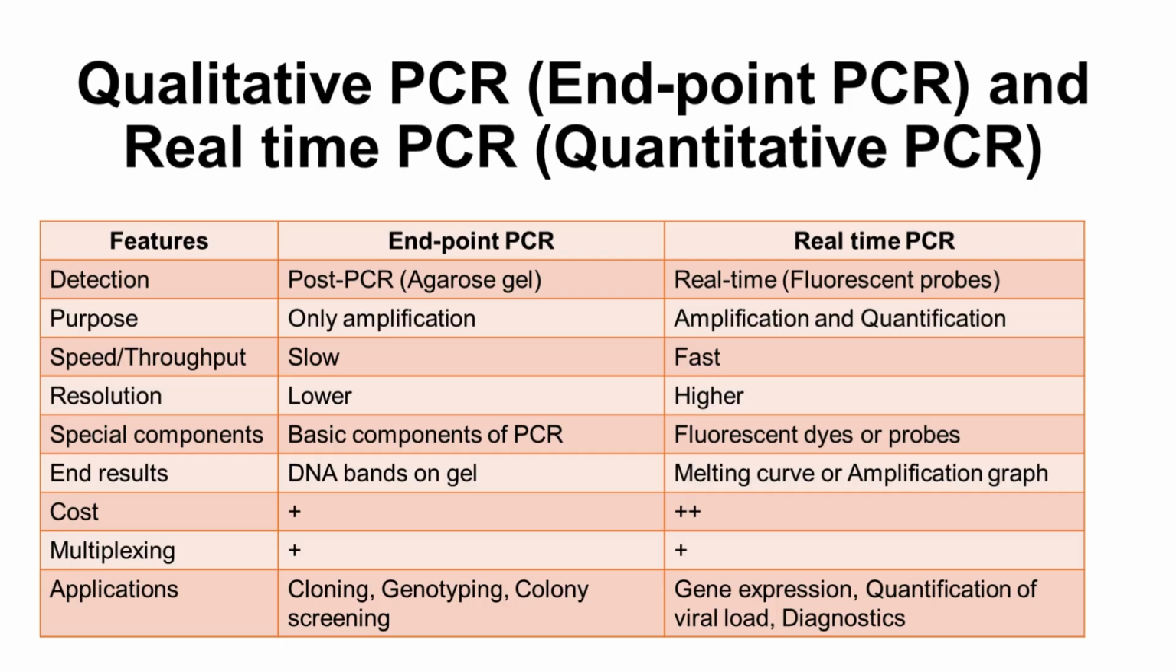The speed is really slow in endpoint PCR because you have to cast a gel, you have to load the gel with the PCR products, but this is not required in real-time PCR. So the speed is really good, and the throughput is really good in real-time PCR. And what about the resolution?